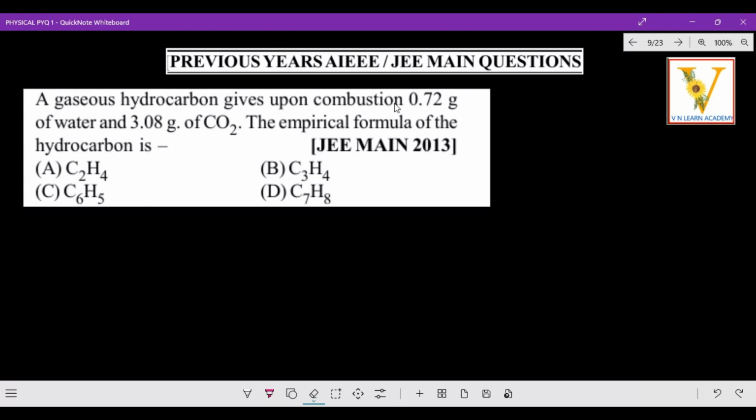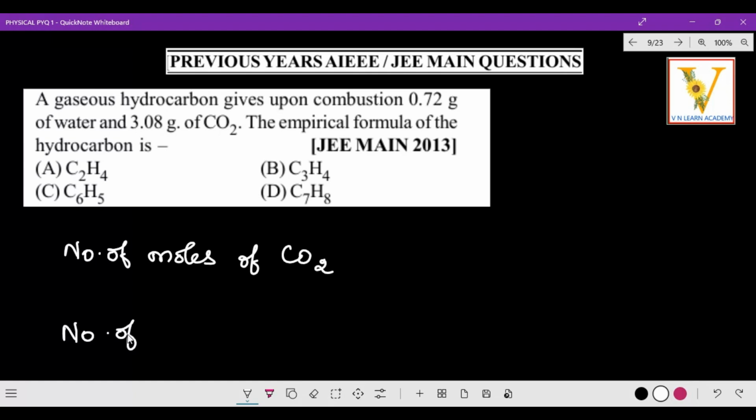Now, carbon dioxide and water: they have given 0.72 gram of water and 3.08 gram of carbon dioxide. First and foremost we have to go for the number of moles. How to identify the number of moles? Number of moles equals given mass divided by molecular mass. So we need the number of moles of carbon dioxide and the number of moles of water.